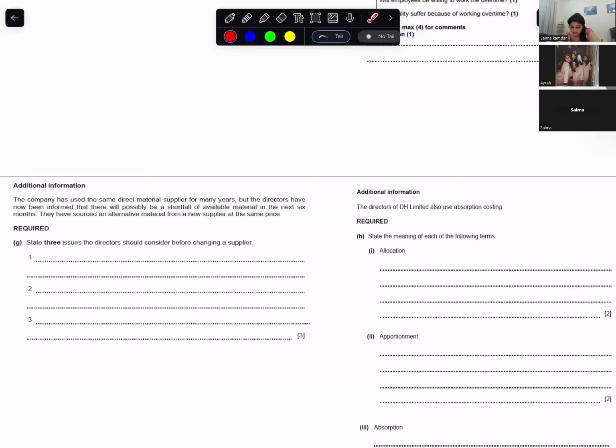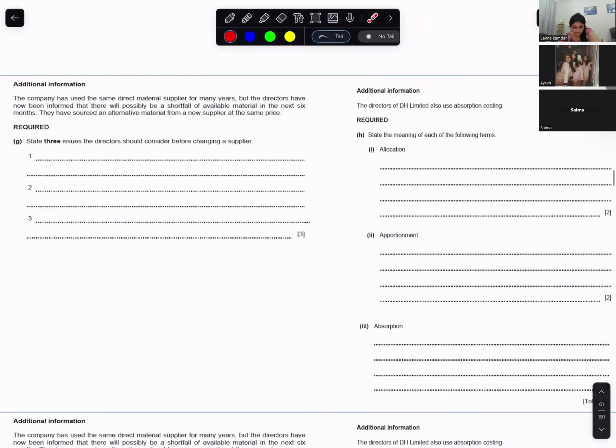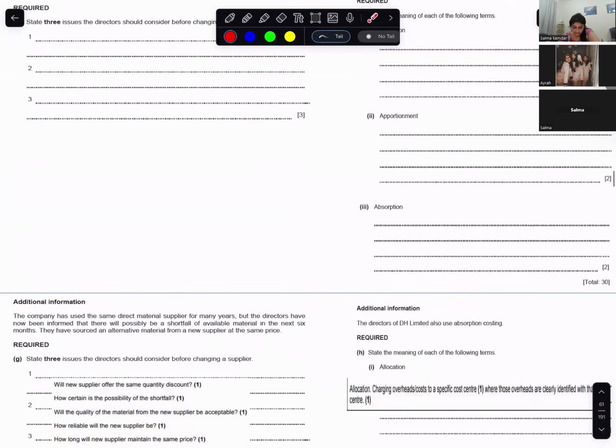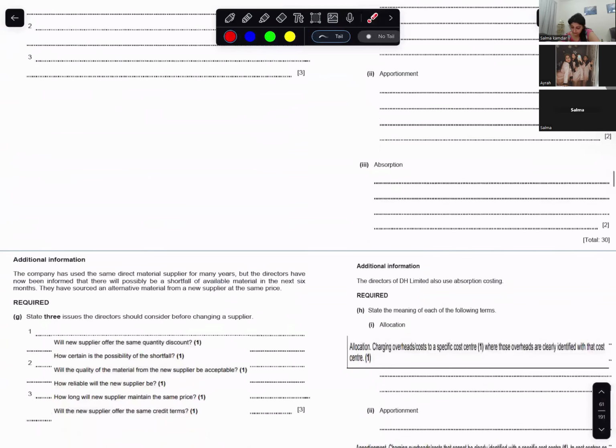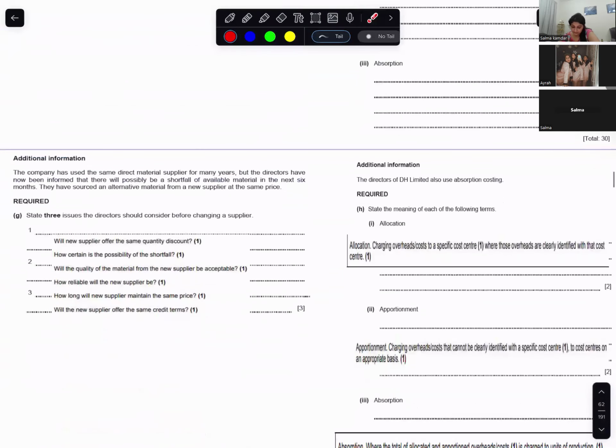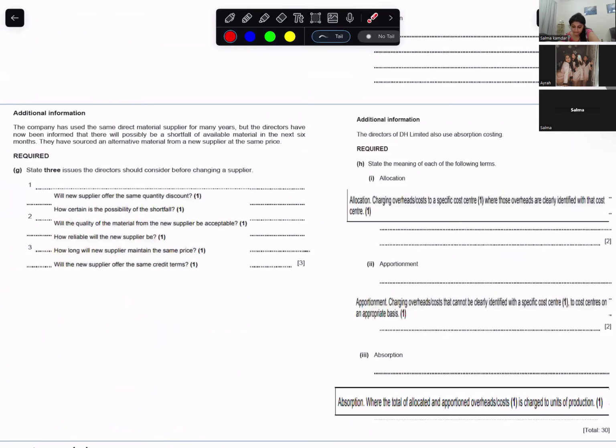3 issues that you should consider before changing a supplier. If the same quantity will be delivered, how fast they can deliver the products, and the same credit terms will be provided or not, and the cost of the products.